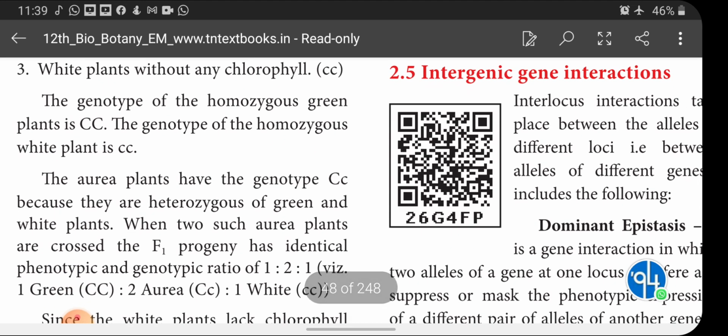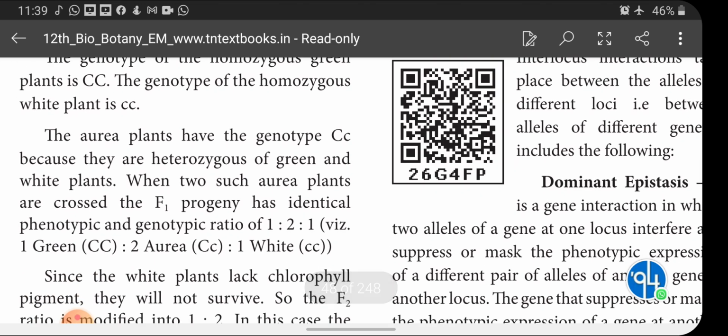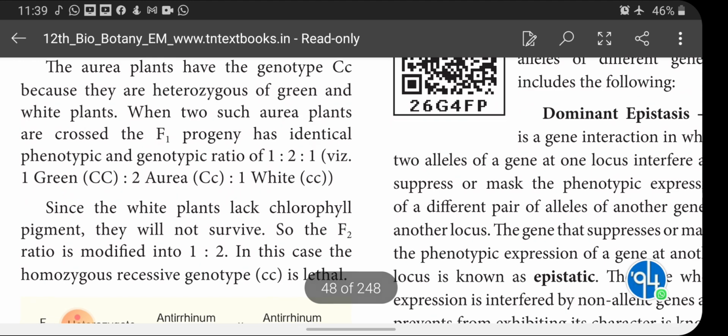The genotype of the homozygous green plant is capital C, capital C. The genotype of the homozygous white plant is small c, small c. The Aurea plants have the genotype capital C, small c because they are heterozygous of green and white plants. When two such Aurea plants are crossed, the F1 progeny has an identical phenotypic and genotypic ratio of 1:2:1, with one green, two Aurea and one white. Since the white plants lack chlorophyll pigment, they will not survive.